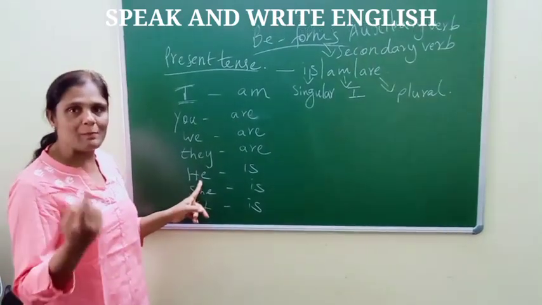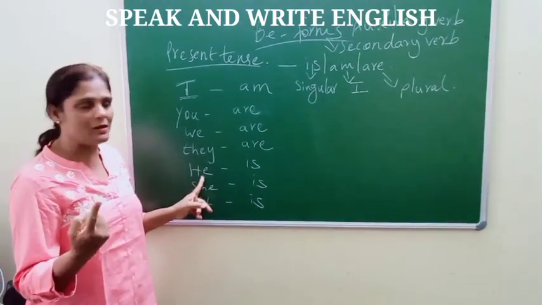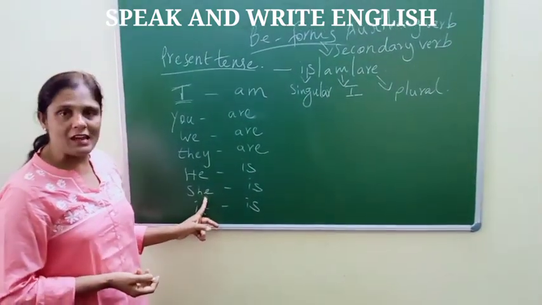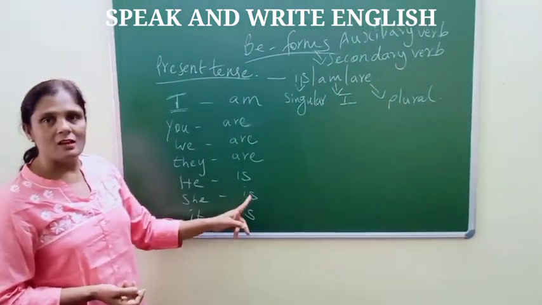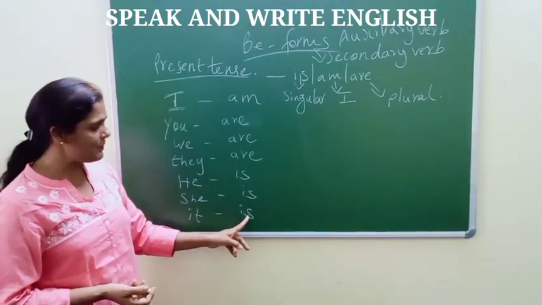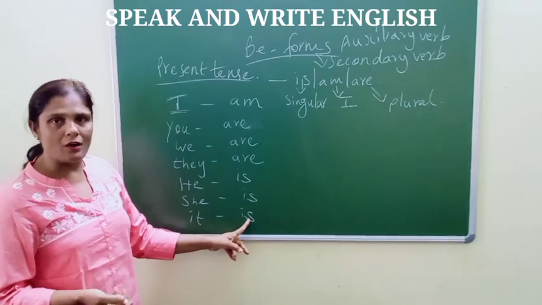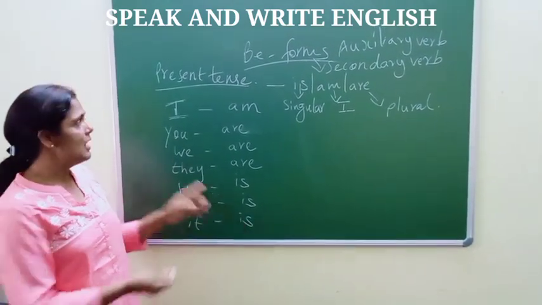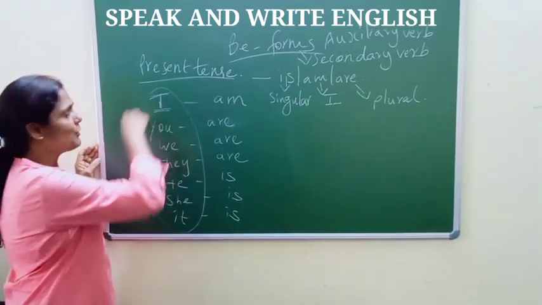Whereas he represents a single person, so we take the be form is. She again represents a single person, so we take is. It again represents a single thing or an animal or a bird, so we take is. These are for the pronouns.